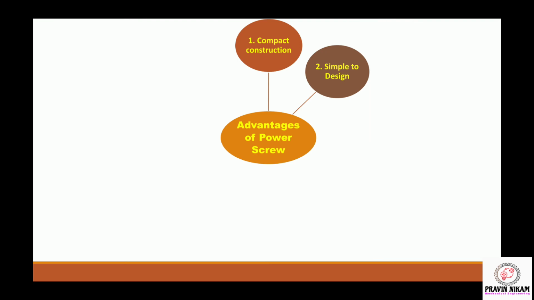Then the second advantage is that it is simple to design. Why is it simple to design? Because there are not many parts and not many dimensions. Therefore it is simple to design. Then the next advantage is easy manufacturing. It is easy to manufacture: only a turning operation on a rod, and then you have to cut threads on the circular rod. This is the only operation, so it is easy to manufacture.